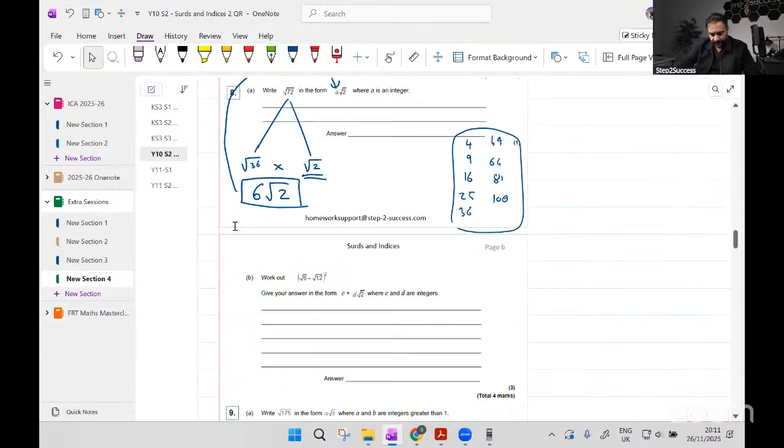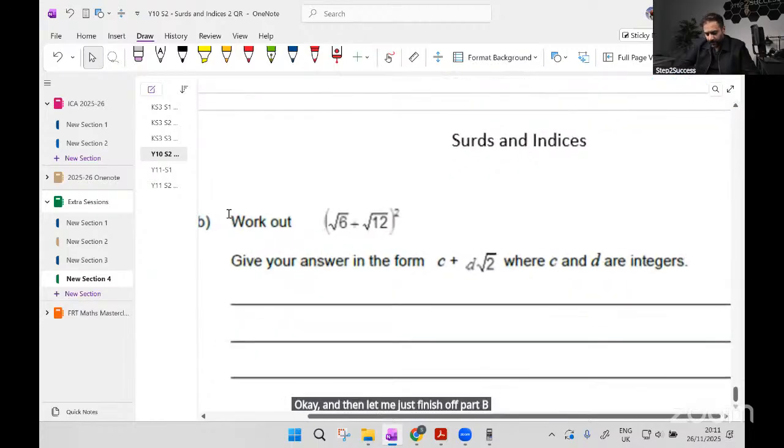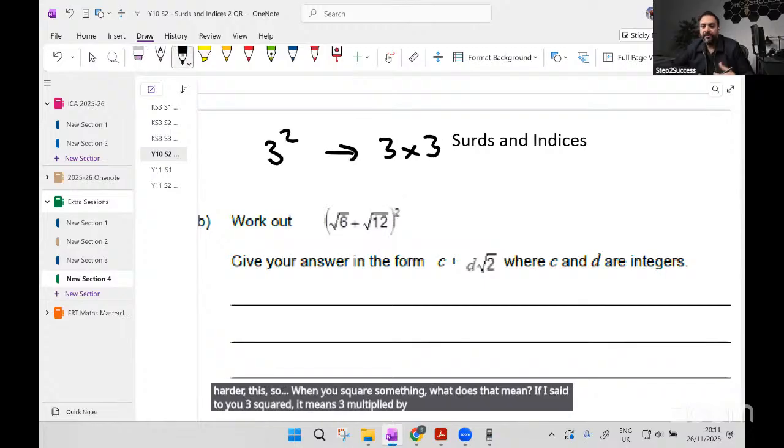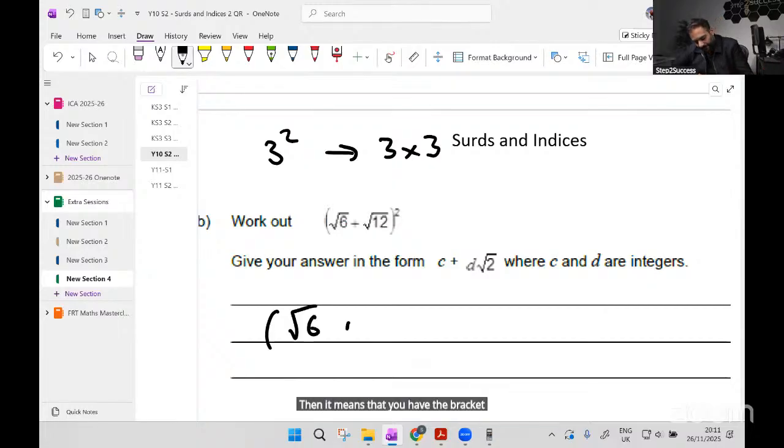Okay, and then let me just finish off part B. That's a little bit harder, this. So, when you square something, what does that mean? If I said to you 3 squared, it means 3 multiplied by 3. If you have a bracket squared, then it means that you have the bracket multiplied by itself.